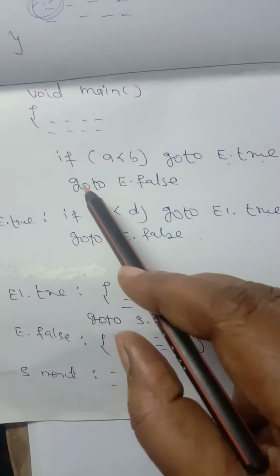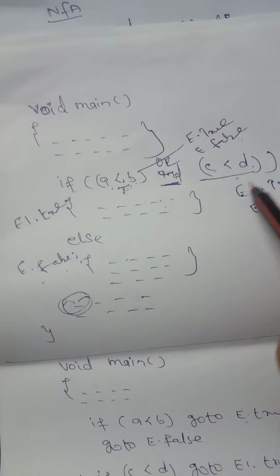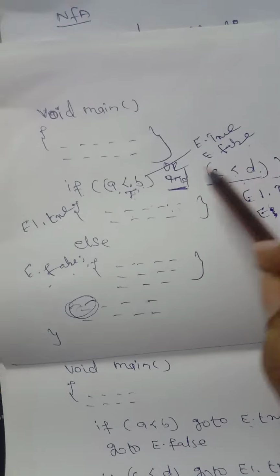In Boolean operation here we use AND. Suppose you have an OR part, how do we write the syntax directed translation? If A less than B, the first condition, is true, that is enough, because true or false equals true. If the first condition is true, you directly execute the true part. You don't need to check the second part. Only if the first condition fails do we check whether the second condition is true or false.